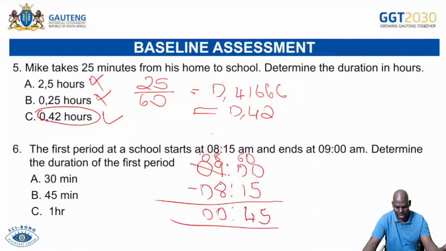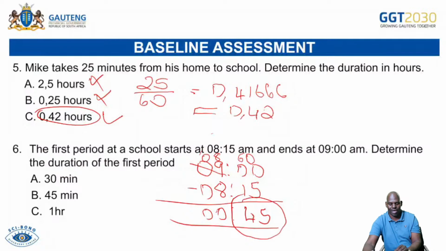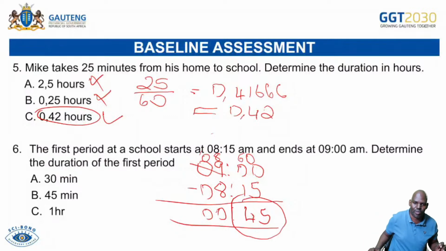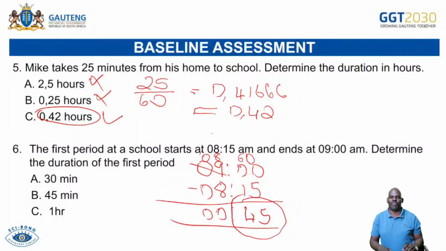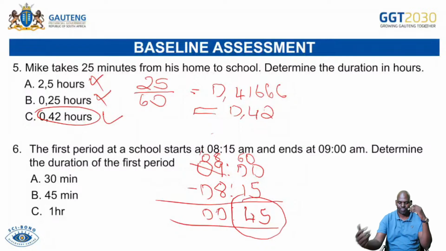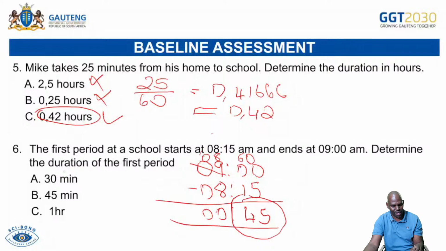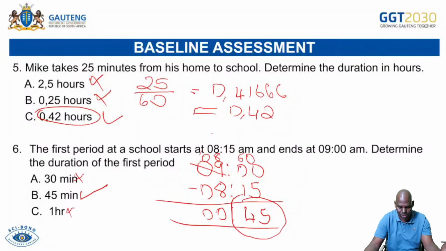So it doesn't mean the duration is 1:45 in the morning, but it simply means 45 minutes. The duration of the period is 45 minutes. From 8:15 to 9 o'clock, yes, some of you can do it without the use of a calculator, but it's also very important to know the method of calculating these type of questions. So the answer in this case, obviously, is not 30 minutes, but it's 45 minutes. So 30 minutes is not correct, and then 1 hour is also not correct.